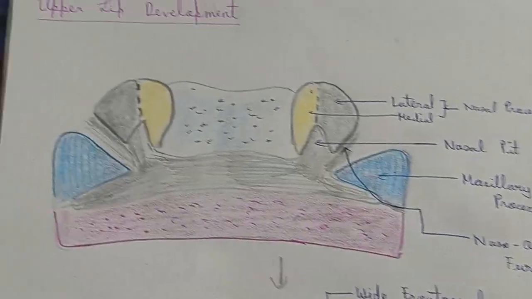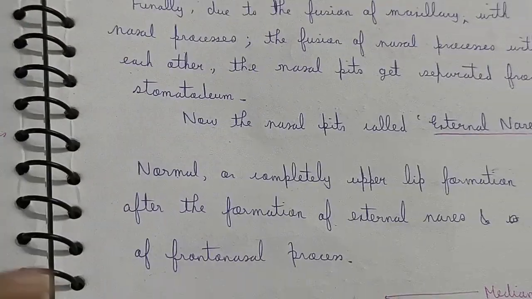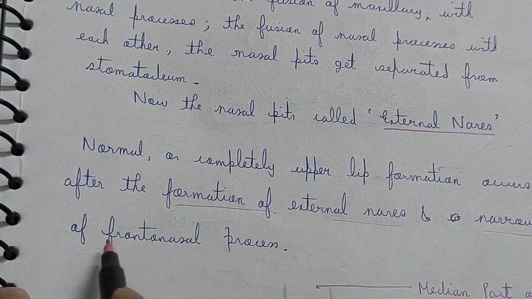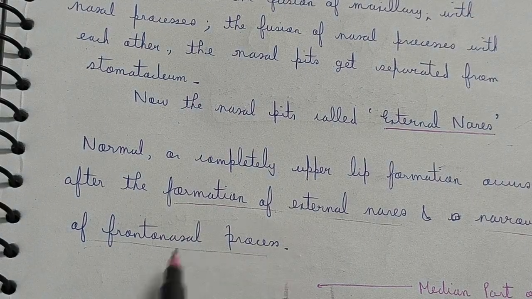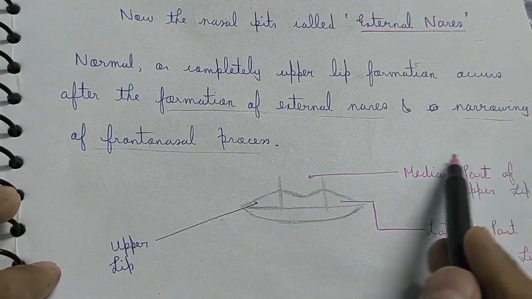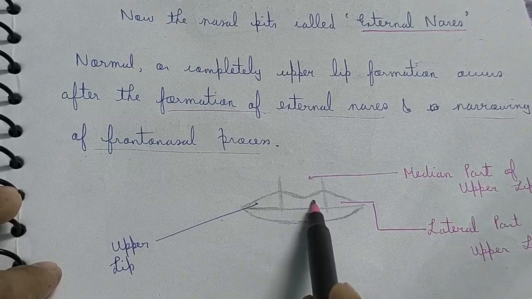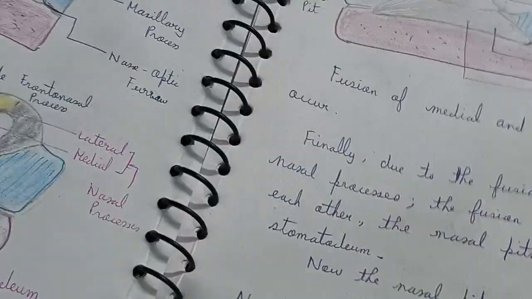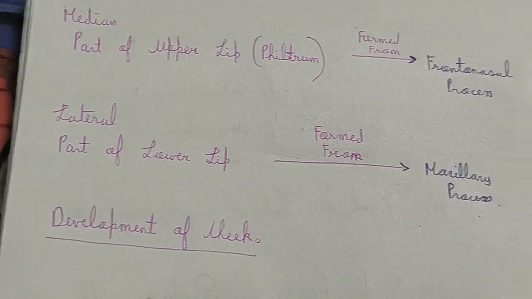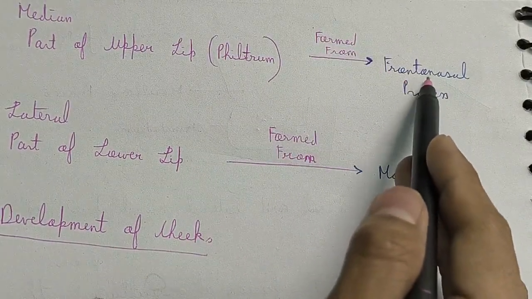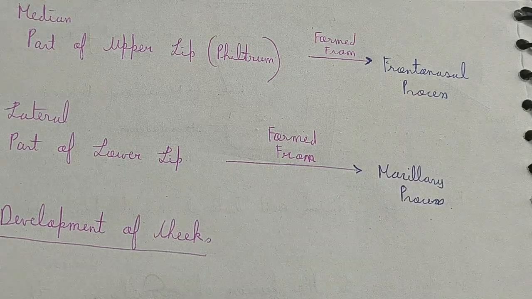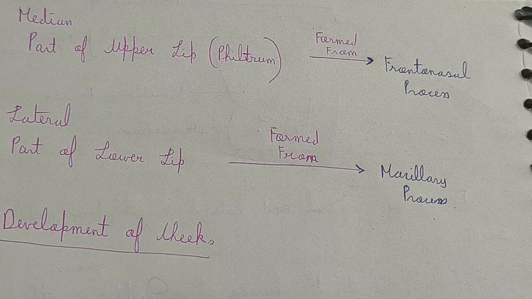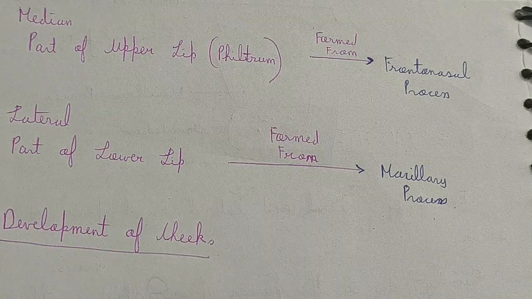So now the upper lip development is done. The key points are the formation of the external nares and the narrowing of the frontonasal process. This narrowing of the frontonasal process forms the median part of the upper lip, which is also known as the philtrum, and the lateral part of the upper lip is formed by the maxillary process. So I have written that the median part of the upper lip, the philtrum, is formed from the frontonasal process due to its narrowing, and the lateral part of the upper lip is formed from the maxillary process due to the fusion of the maxillary process with the nasal processes.